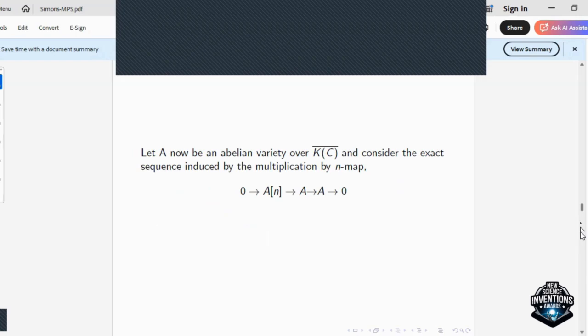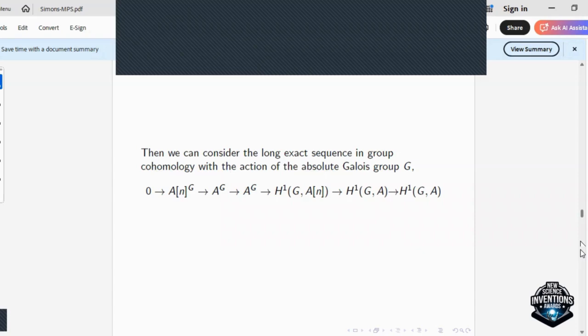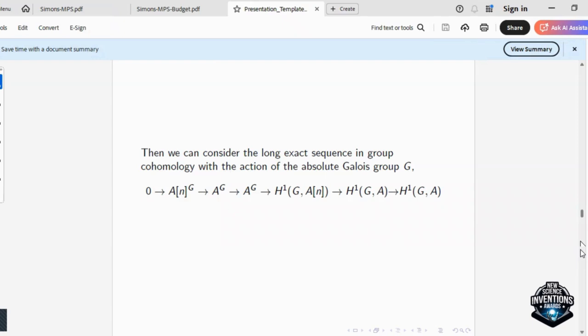Now take an abelian variety A over K(C) bar, and consider the exact sequence induced by the multiplication by n map. So A to A, the map is a going to n times a, and the kernel is the n-torsion. So this forms an exact sequence over the algebraic closure of this K(C). Then if we consider the long exact sequence at the level of group cohomology, we have the Galois invariants of the n-torsion, the Galois invariants of A, the Galois invariants of A again, and then the connecting homomorphism to H1(G, A[n]).